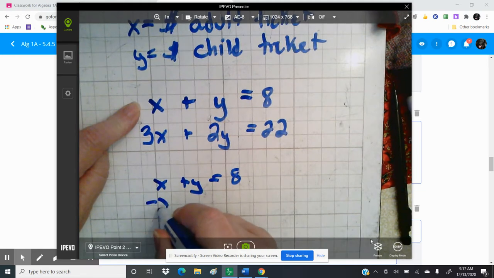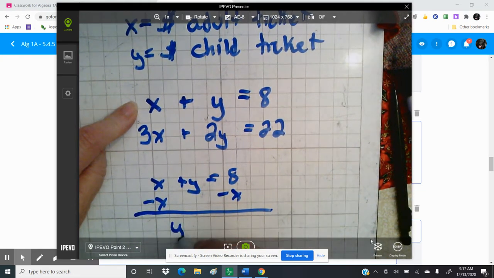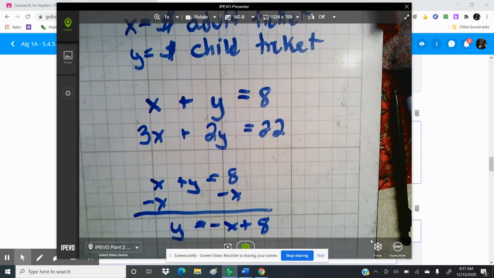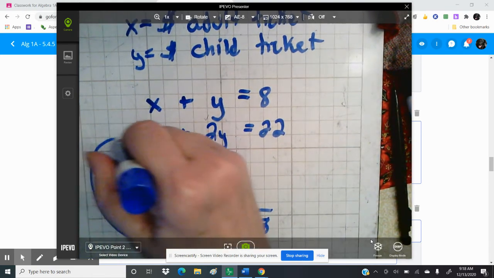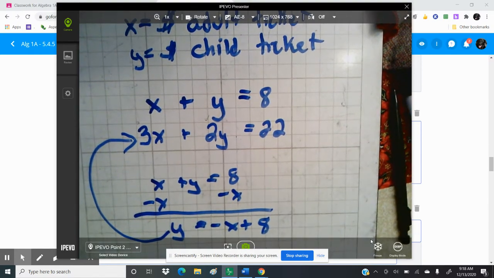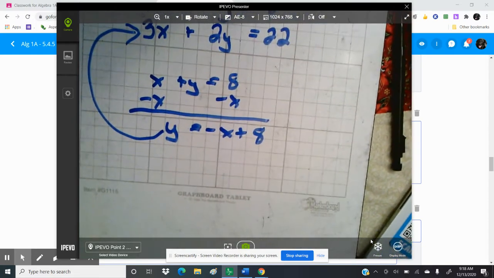So if I solve this equation for Y, let me just rewrite the equation. I'm going to subtract X from both sides. And so I'm going to have Y equals negative X plus 8. So now I have this equation solved for Y. I'm going to take this equation and I'm going to substitute it in here everywhere I see Y. Instead of putting Y, I'm going to put negative X plus 8.